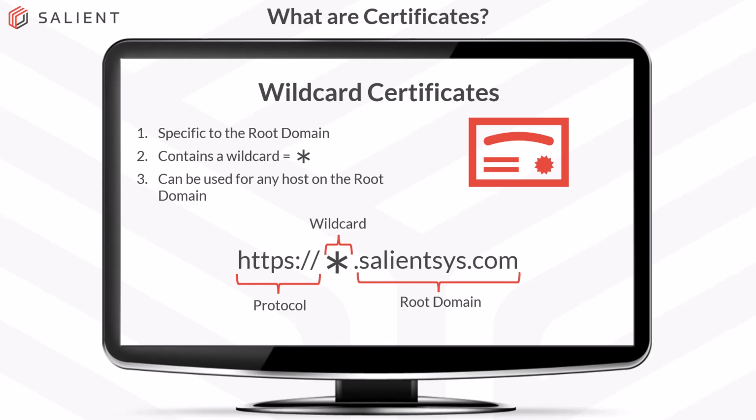On the other hand, if you choose to use a wildcard certificate, things work a bit differently. This type of certificate contains a wildcard in the hostname field. The wildcard is usually displayed as an asterisk or star and allows the certificate to secure multiple hosts belonging to the same root domain. For example, a certificate for star.salientsys.com can be used to secure server1.salientsys.com, server2.salientsys.com, server3, and so on for any host name that is in the same domain.